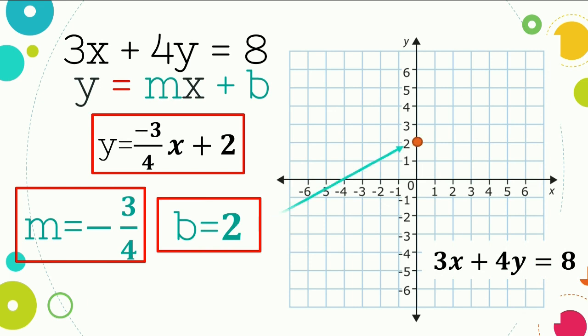Then, we will have to rise over run from the first point. We will fall by 3 times and run by 4 times to obtain the second point. Therefore, the second point is 4, negative 1. So here is the graph of 3x plus 4y equals 8.